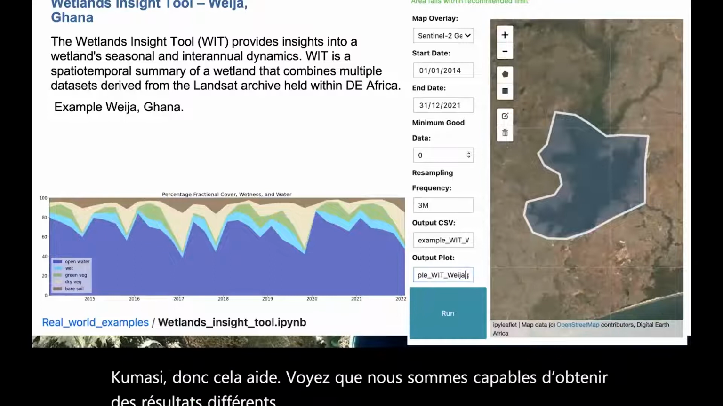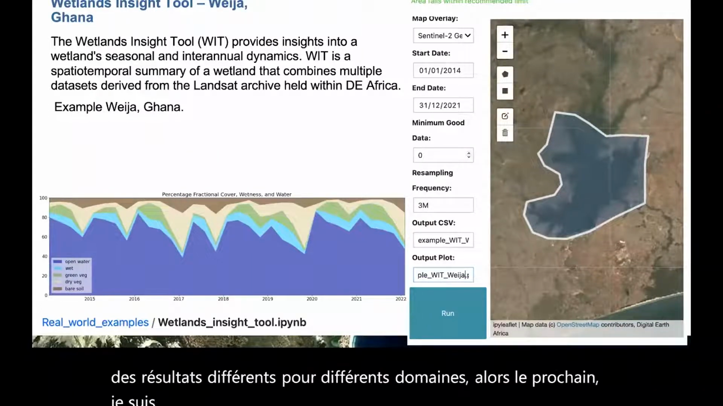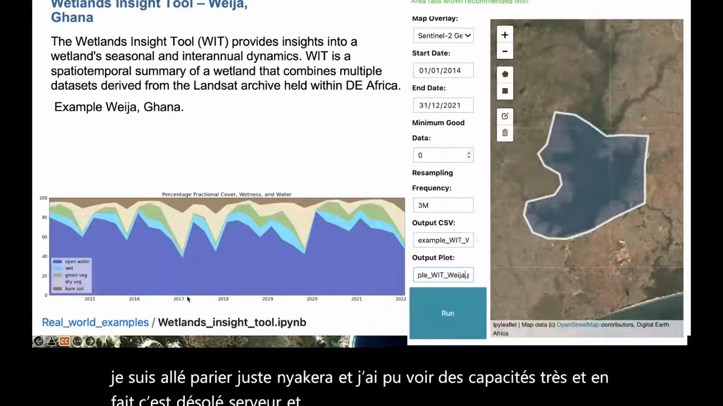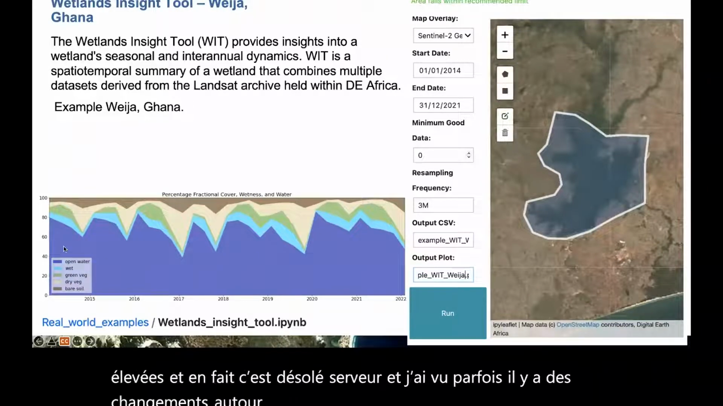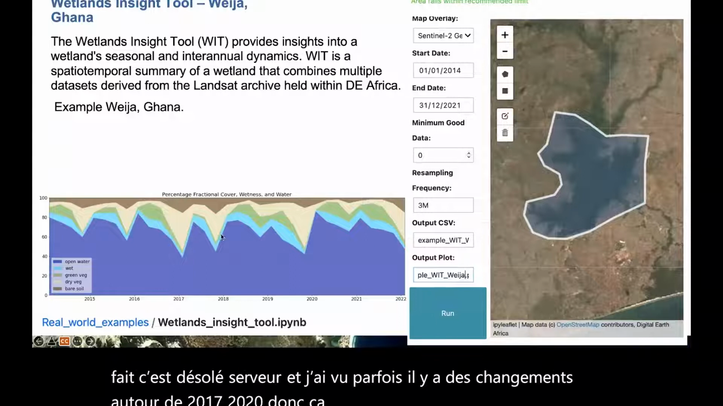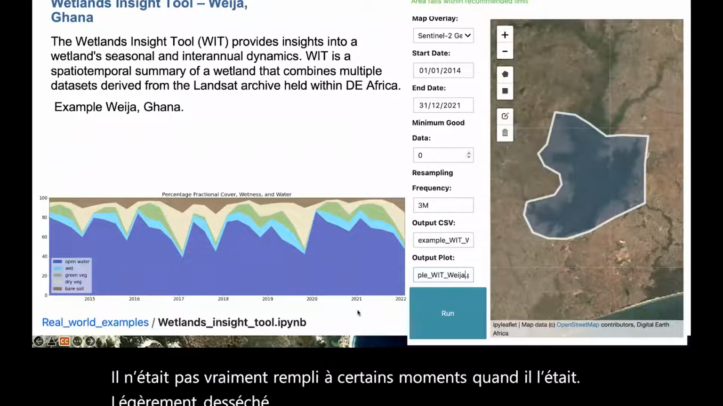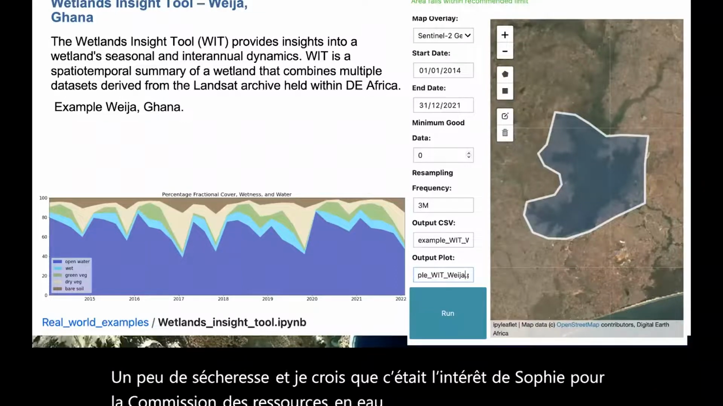So the next one, I went to Weija, just near Accra, and I could see some variabilities. And actually, it's a reservoir, and I saw that there were sometimes changes around 2017, 2020. So it means over time, it was not really filled. There are times when it was slightly drying up. And I believe this was of interest to the Water Resources Commission in Ghana, trying to understand this water body.